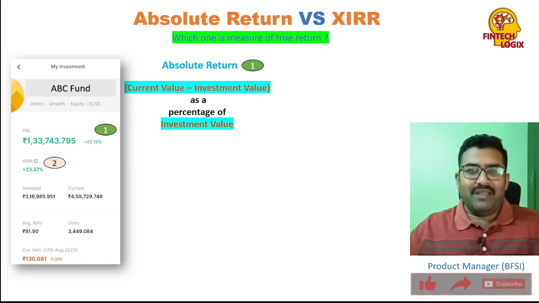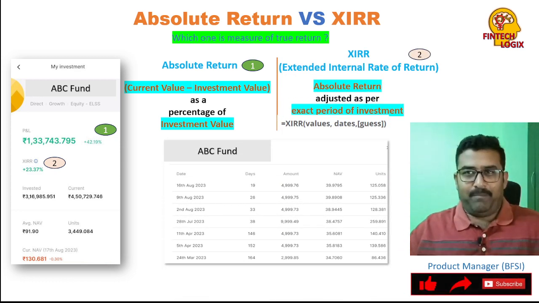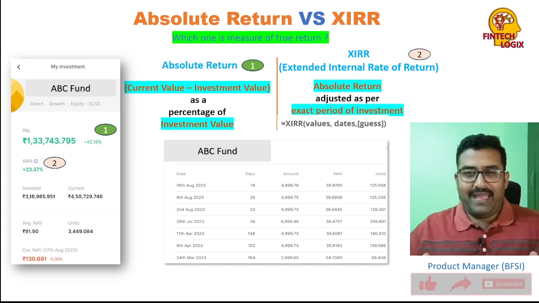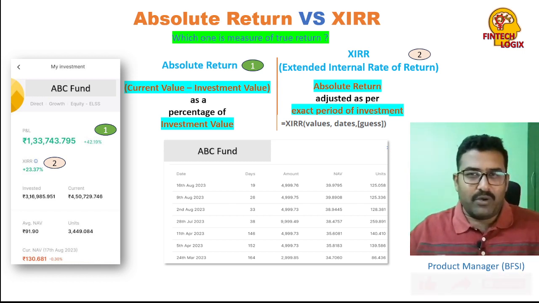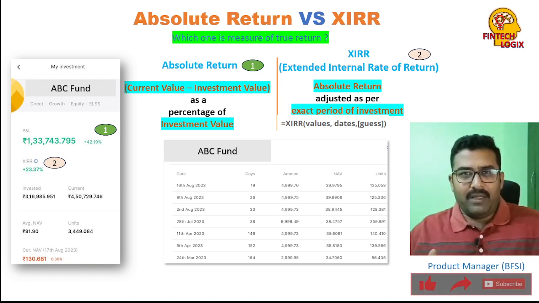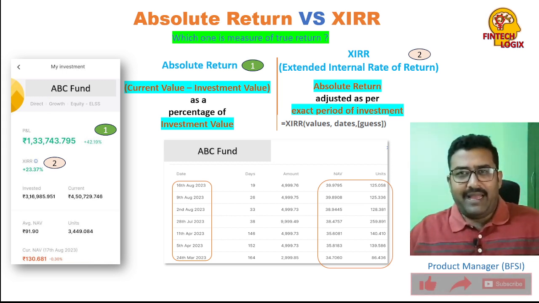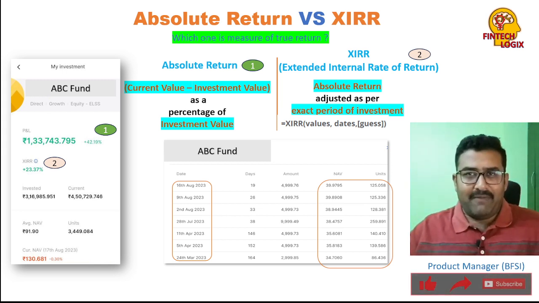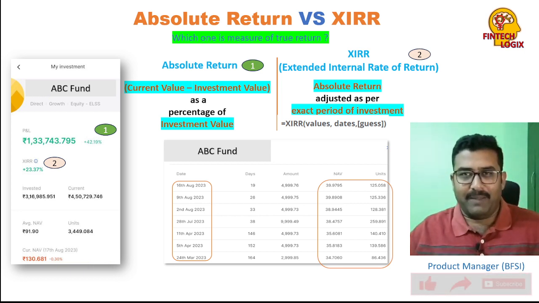That's all. Now at the same time, when I look at XIRR, the full form stands for extended internal rate of return. Now you see there is some difference between absolute return and this. If you see the statement below, I have, let's say, invested different amounts at different points of time, and as per that, I have different NAVs with which I have bought different units at different points of time.